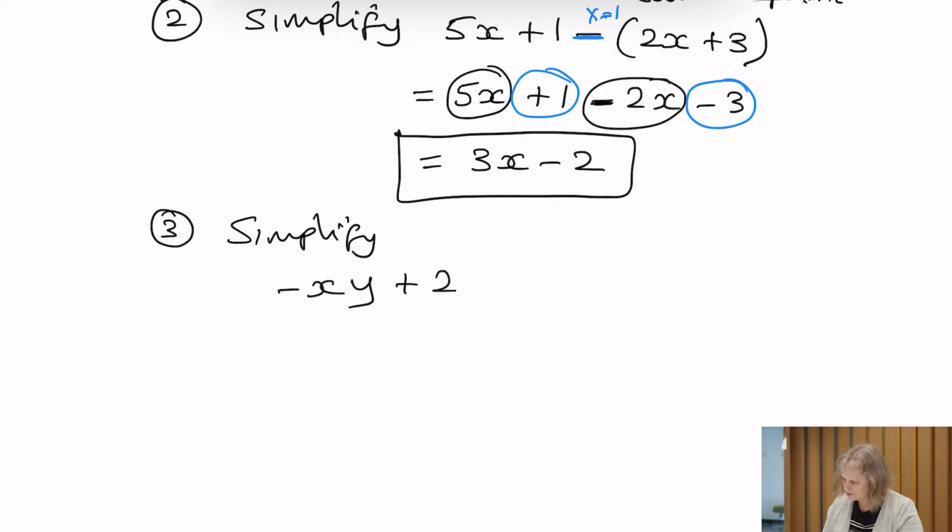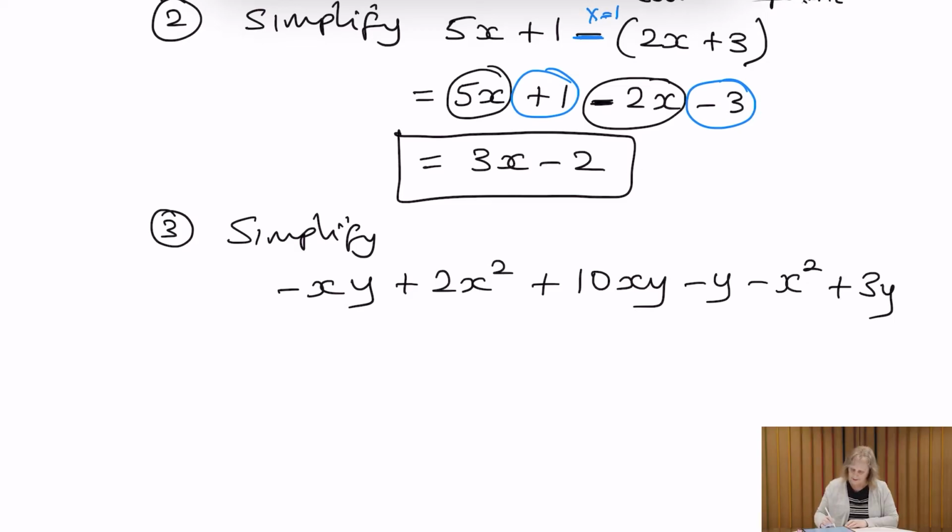-xy plus 2x squared plus 10xy minus y minus x squared plus 3y. Okay, again, it's important that we work down the page here as we work through this. Because we're adding and subtracting these terms, we have to identify like terms. So I'm just going to do that first of all. I've got -xy here and I've got plus xy here. So those are two like terms.